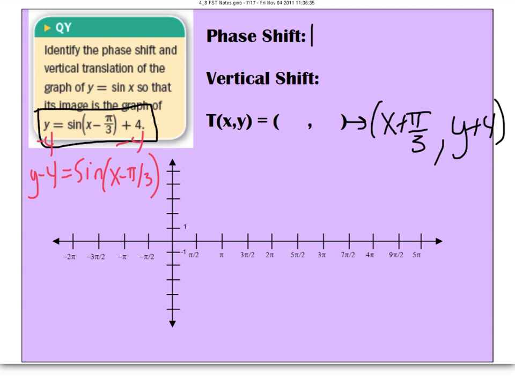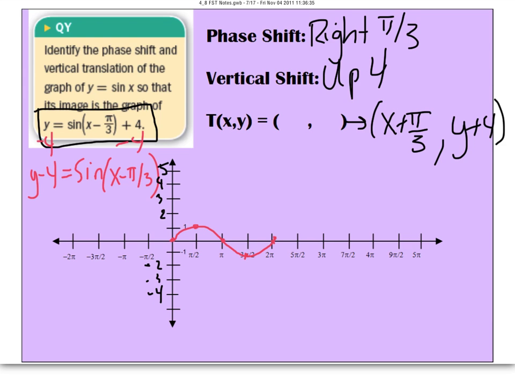Now in words, what is the phase shift? The phase shift is right pi over 3. The vertical shift is going to be up 4 units. So let's sketch it. We're doing the sine function again as a parent, so I'm going to sketch the parent function real quickly just to get the right shape and the key points that we want. Now in translations, it doesn't matter which one you do first. I'm going to do the vertical shift first.